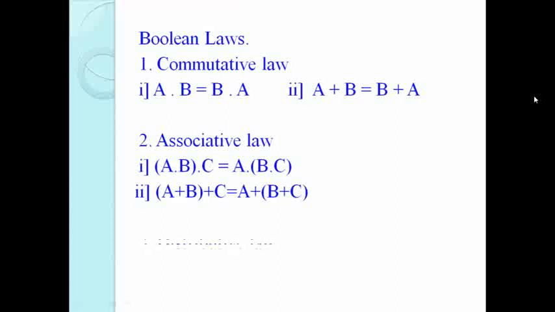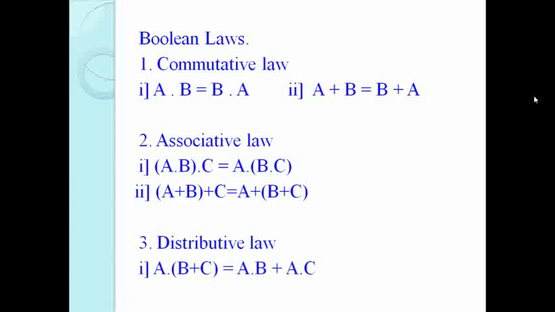This is the associative law. Third law is the distributive law. A into (B plus C) equal to A into B plus A into C. This is the distributive law. The next distributive law is A plus (B into C) equal to (A plus B) into (A plus C).